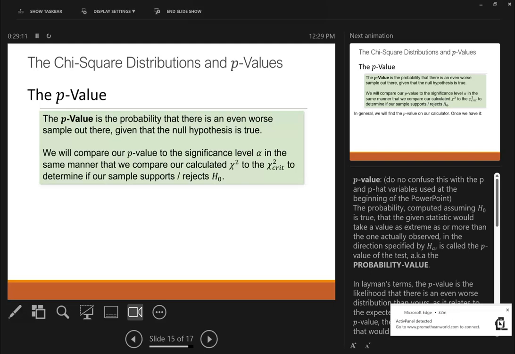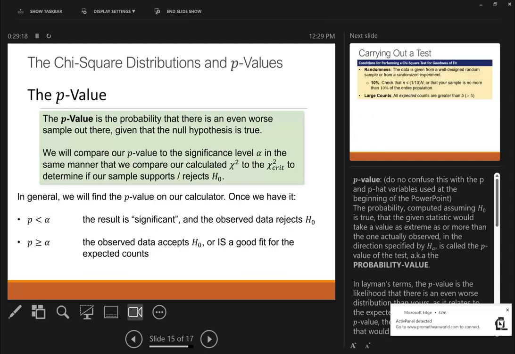The other way you can make the decision is you can compare the p-value with that level of significance, just like we did before for the t-test. So if your p-value is less than alpha, we find evidence in support of the alternative and reject the null. Or if p is greater than or equal to alpha, we find evidence in support of the null and reject the alternative.